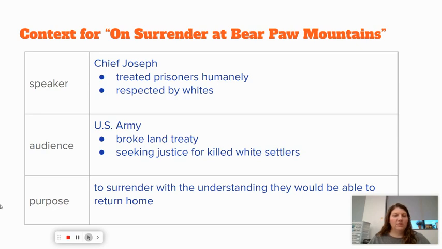The purpose of his speech is to deliver this message and surrender with the understanding that he and the Nez Perce people would be able to return home. So as you read the speech, we're keeping these different things in mind to help give us clues about what his message is and how and why these rhetorical choices that he makes are effective for this particular audience.